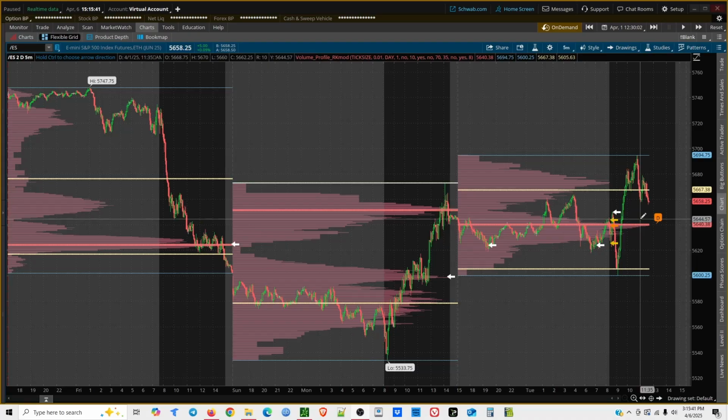Now, why am I pointing out some of these things and making note of the fact that there are spots where you can catch bounces? Sometimes you can catch bounces, and other times you should not look for bounces.